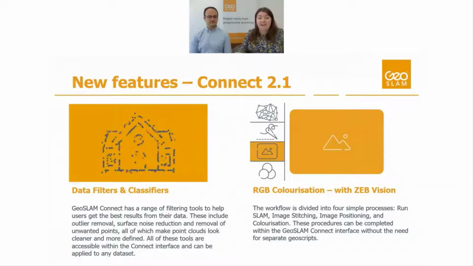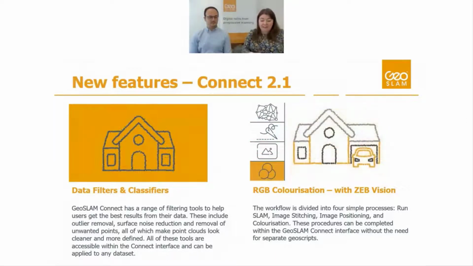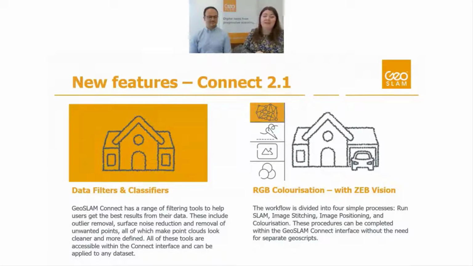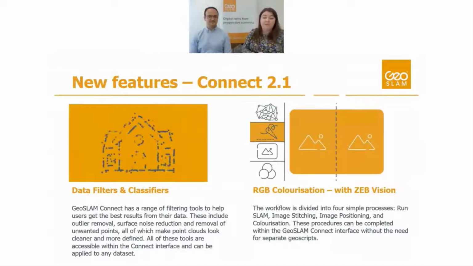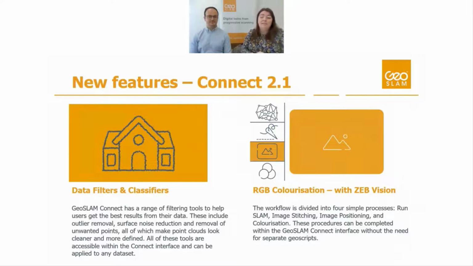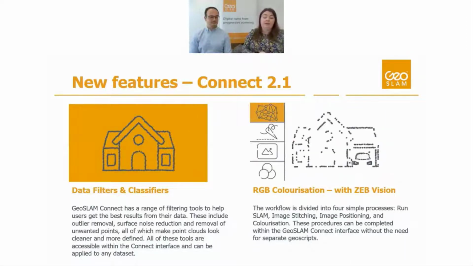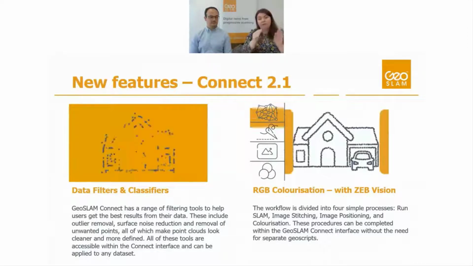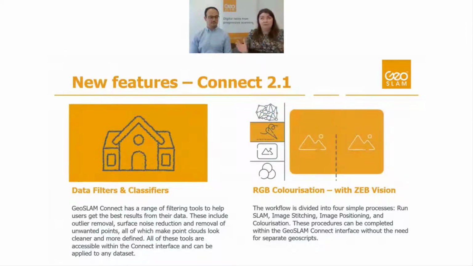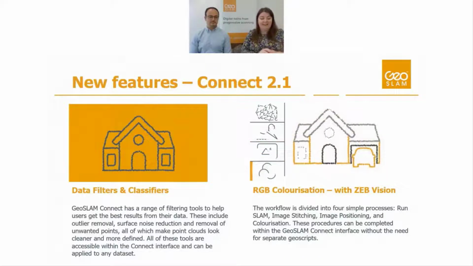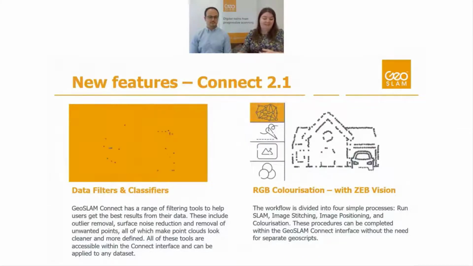So we have also RGB colorization with ZEB Vision. ZEB Vision is the long-awaited camera for the Horizon, much better colorization than we've ever produced before. This has the workflow which is divided into 4 processes. So within Connect, you can run 4 separate steps. You can also run them all together as one bigger workflow, but we'll go into that in more detail in just a second.